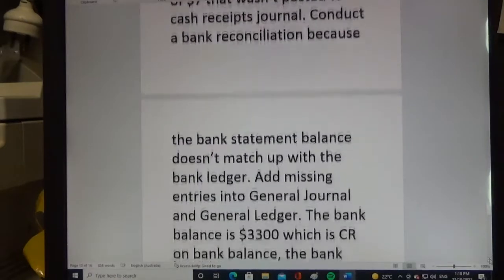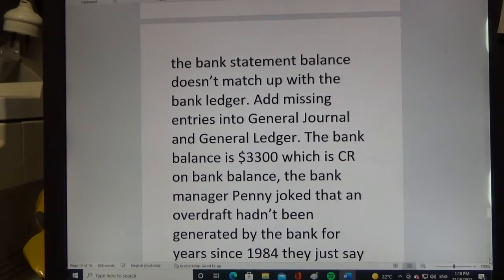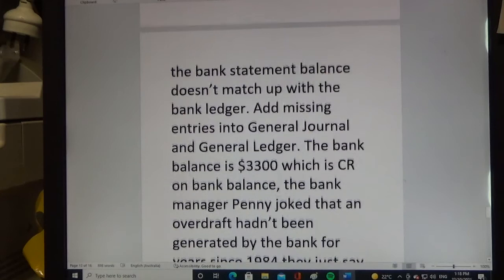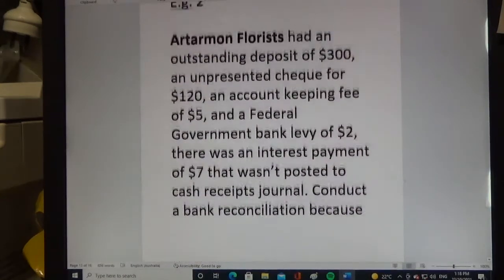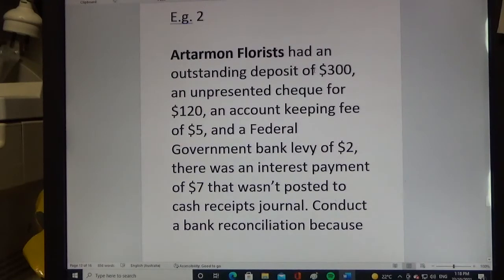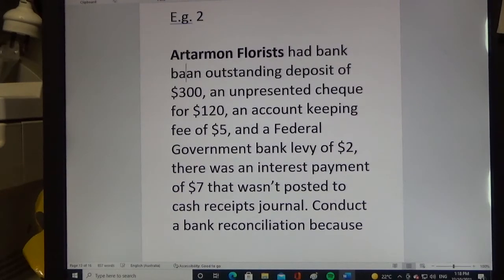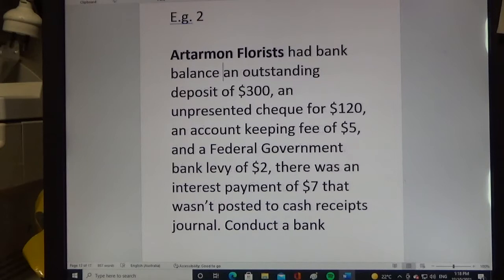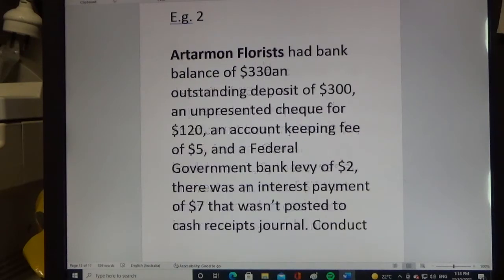the bank rec. So I forgot to put that in, so the bank balance, I'll just type that in, 3,300.